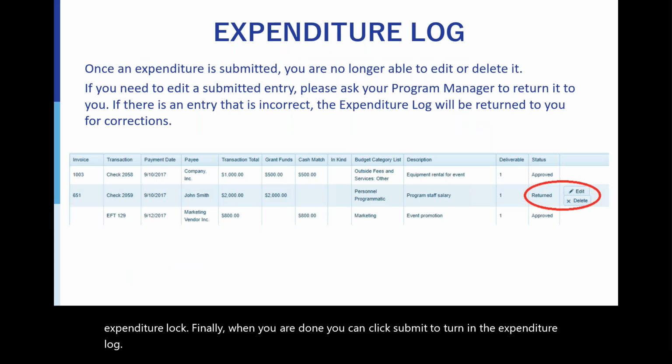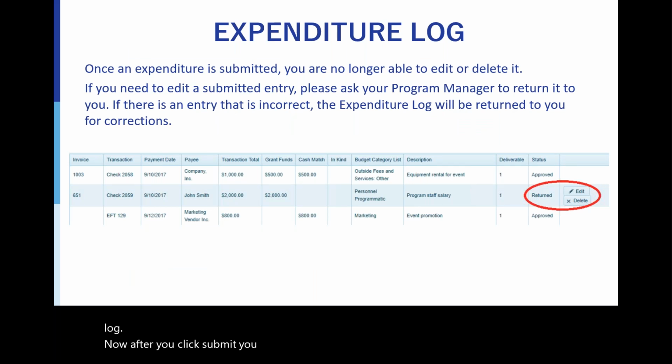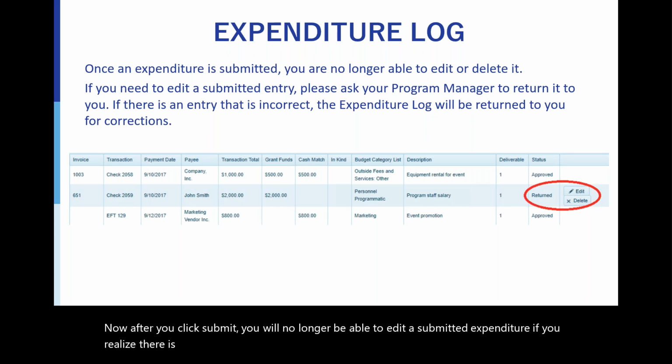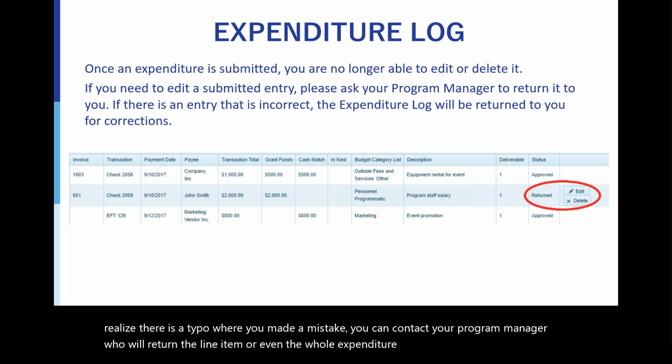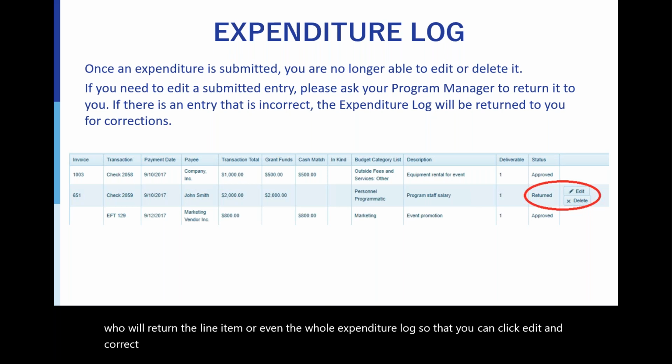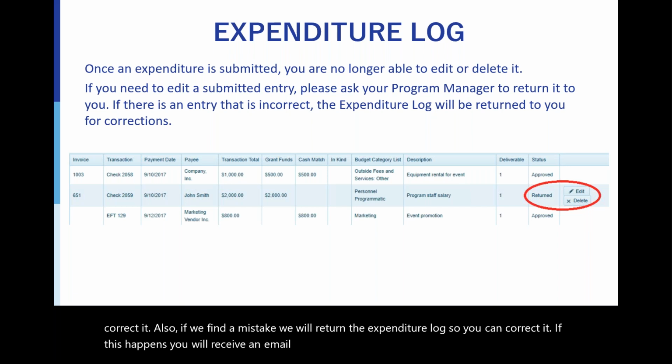Now, after you click Submit, you will no longer be able to edit a submitted expenditure. If you realize there is a typo or you made a mistake, you can contact your program manager, who will return the line item or even the whole expenditure log so that you can click Edit and correct it. Also, if we find a mistake, we will return the expenditure log so you can correct it. If this happens, you will receive an email from your program manager explaining what you need to correct.